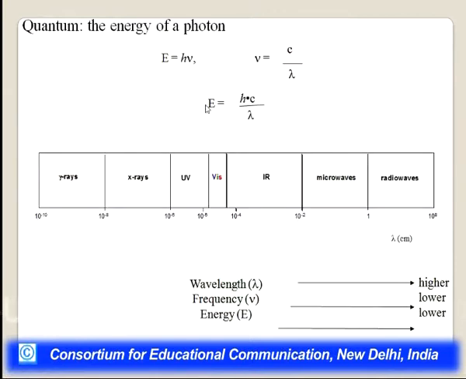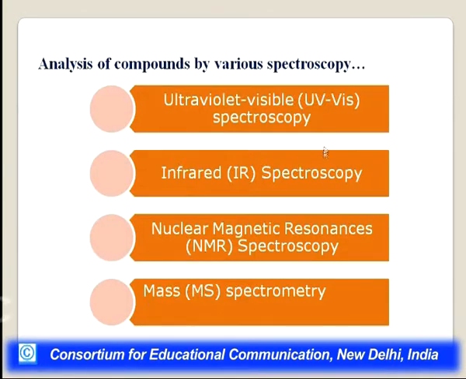We have discussed the relation E is equal to hc by lambda, or we can say E is equal to h nu. So we can see the electromagnetic radiations from gamma rays to radio waves. What you observe here, from left to right, is that lambda increases, frequency decreases, and energy decreases. So we can discuss any electromagnetic radiation in terms of wavelength, frequency, or energy. We should always keep in mind the relation of energy with wavelength and frequency.